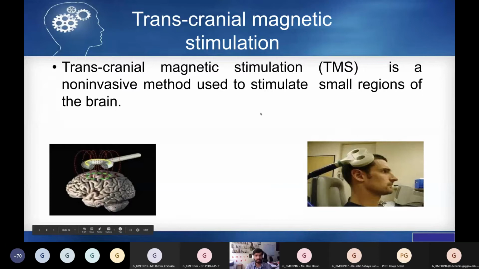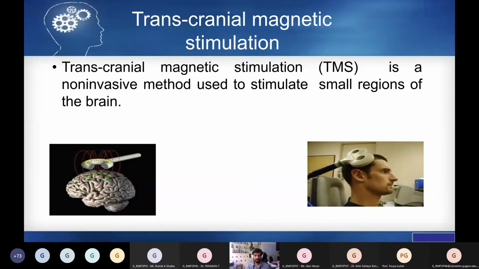Next is TMS, transcranial magnetic stimulation. What we do here is non-invasive, which means you don't put anything in or cut anything. There's no blood involved. What you can see in the diagram is one part of a huge machine, which gives some kind of magnetic stimulation, some kind of magnets, where the brain gets stimulated and then gives you some signals.